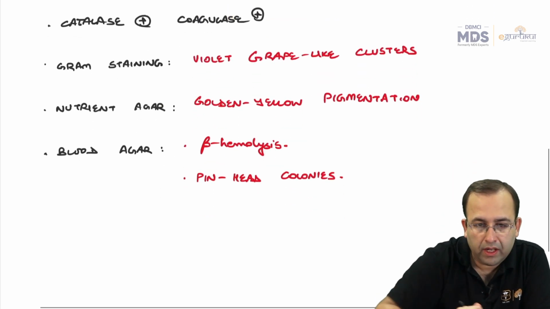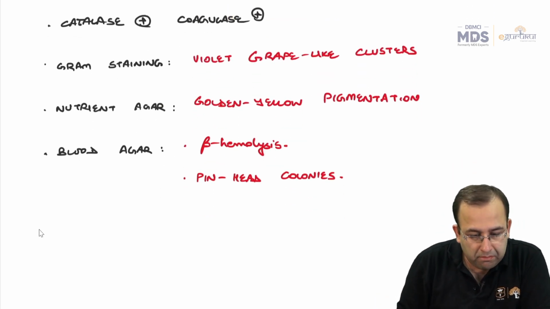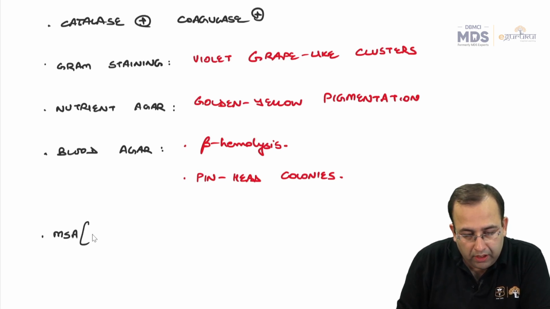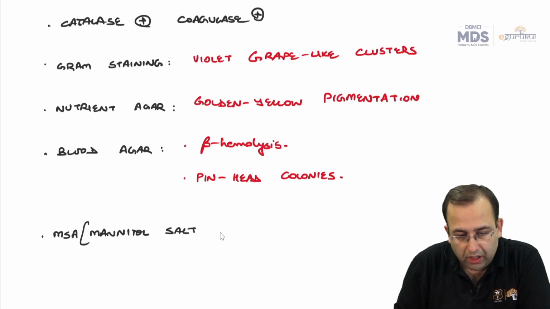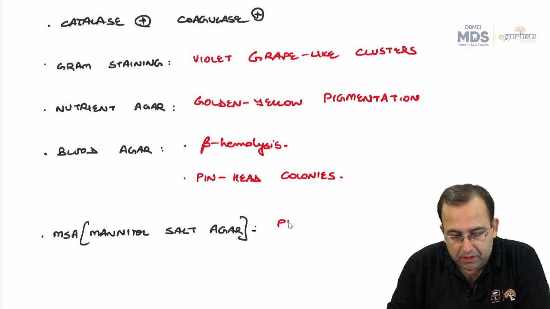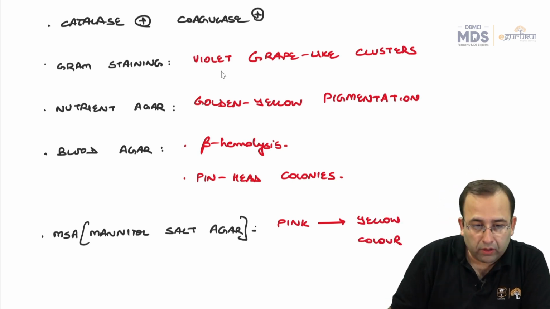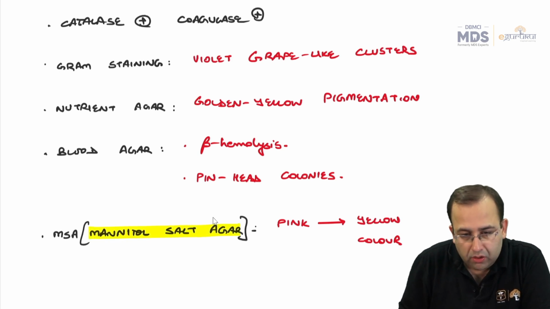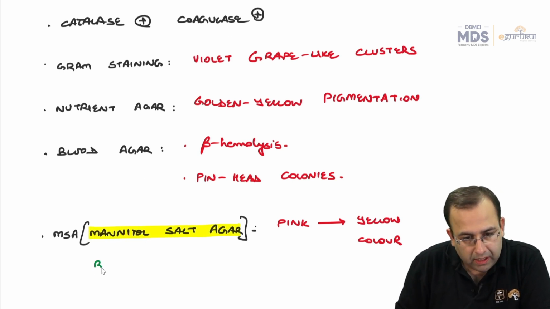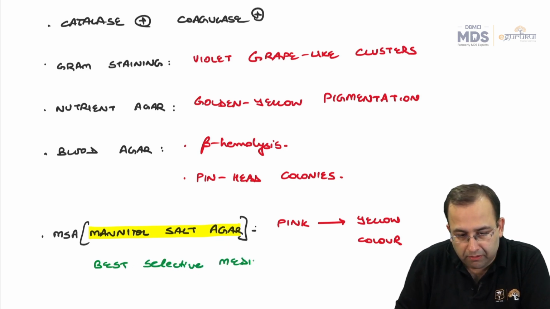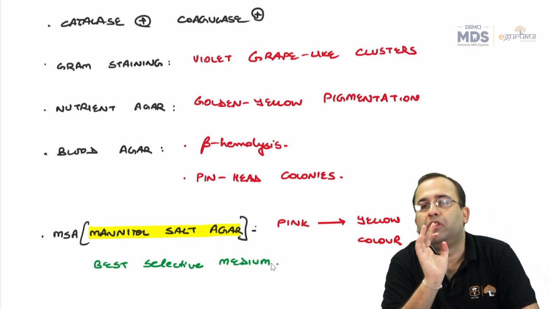Next point, on MSA, that is on mannitol salt agar. MSA stands for mannitol salt agar. The mannitol salt agar usually is pink in color. It becomes yellow. It changes its color from pink to yellow. So I can safely say that mannitol salt agar is the best selective medium for Staph aureus. It is the best selective medium for Staph aureus.